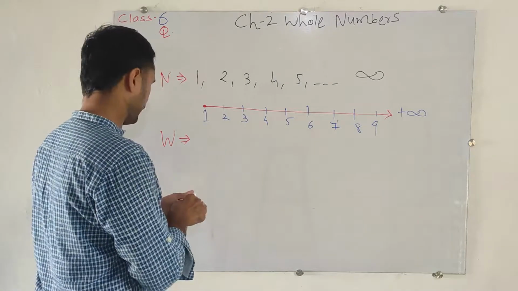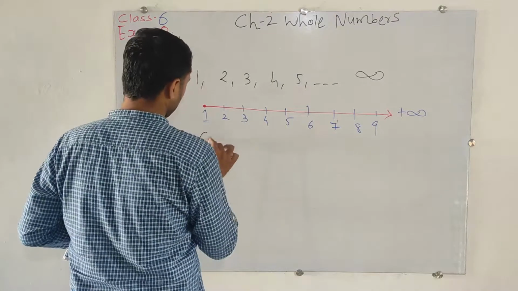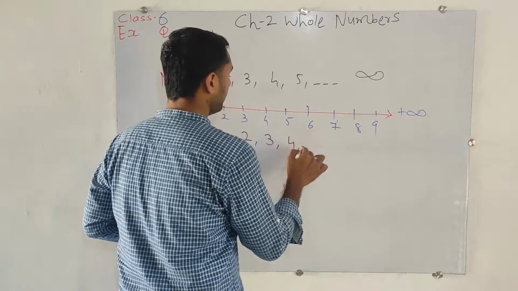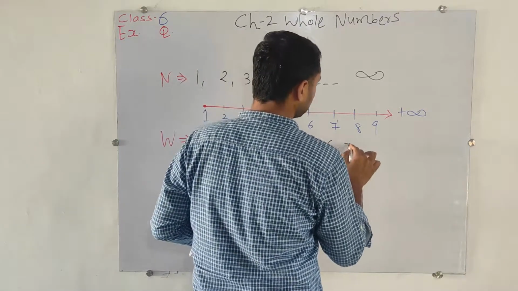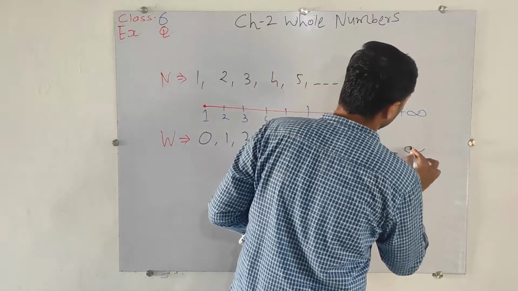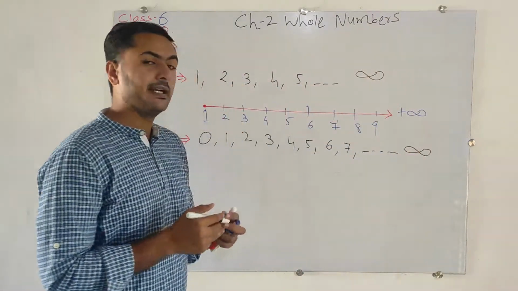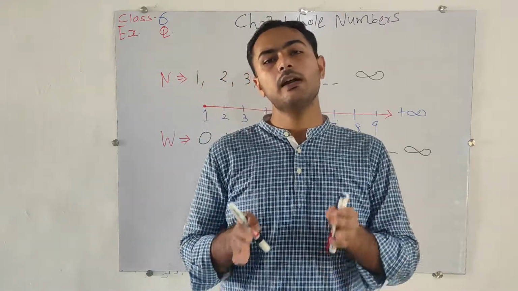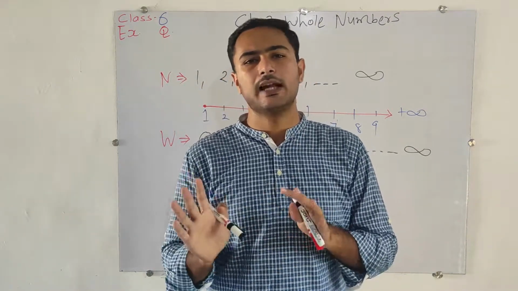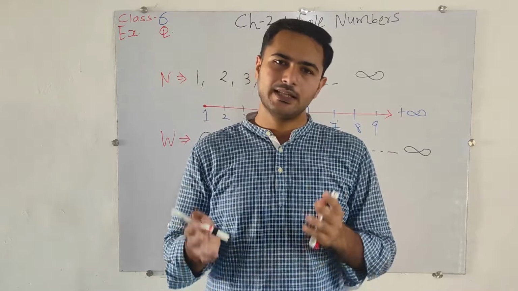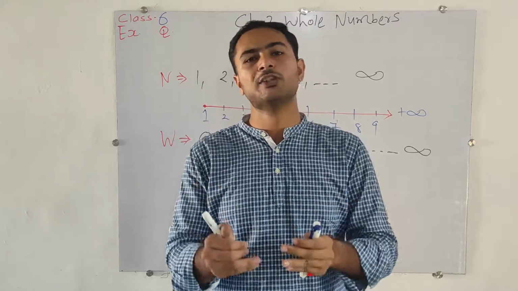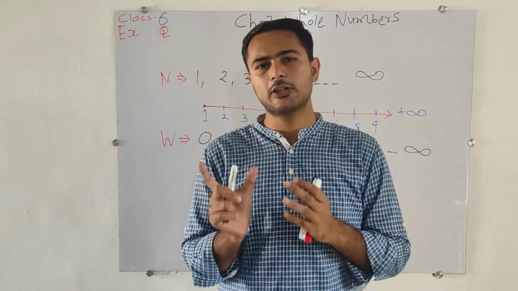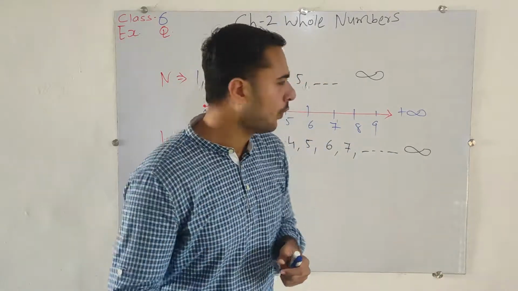So I will start with 0, then 1, 2, 3, 4, 5, 6, 7, until infinity. In other words, I can say natural numbers plus 0 is the whole numbers. In the whole number we include 0 as well as all the natural numbers. That set of numbers is known as the whole numbers.